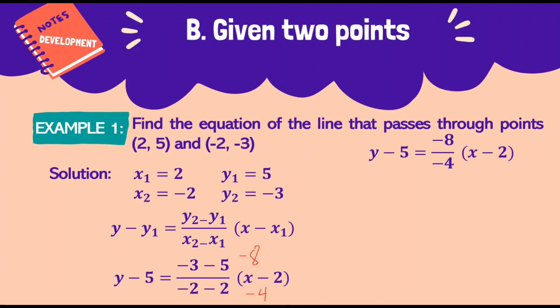Next, we need to divide negative 8 by negative 4. So negative 8 divided by negative 4. Okay, so negative divided by negative, syempre, cancel na yan. That will be positive. And then 8 divided by 4, so it becomes 1. And then it becomes 2. Ayan. So let us write. So 2 divided by 1, syempre, 2 divided by 1 is equal to 2. Ayan. So we have y minus 5 is equal to 2.